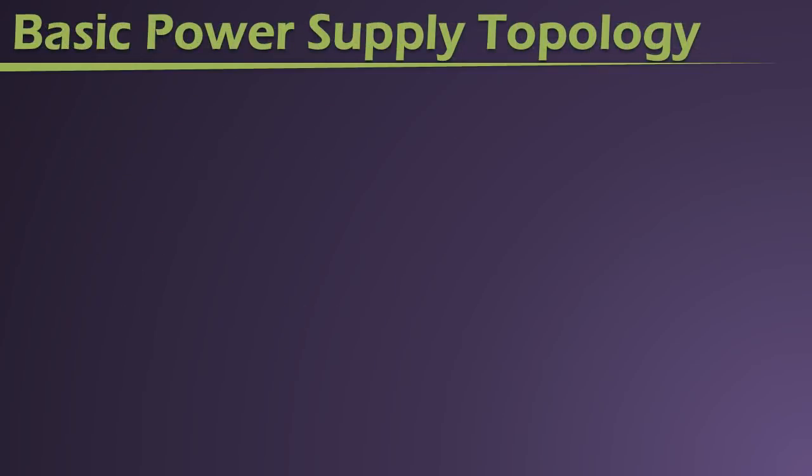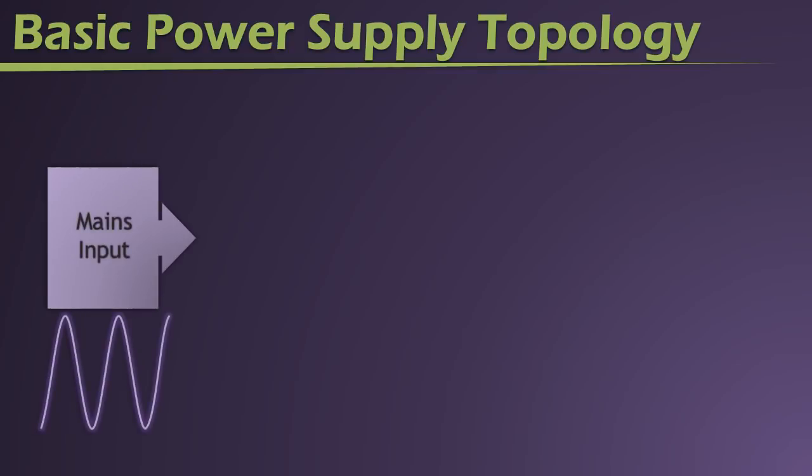Thanks for sticking with me for this entire video. We're going to recap basically everything we've talked about in this entire presentation. So what did we learn? Well, we're going to look at the basic linear power supply topology right here. First, we have our mains input from our wall outlet. It produces either 120 volts or 240 volts AC. We need to reduce this voltage because it's much, much too high.